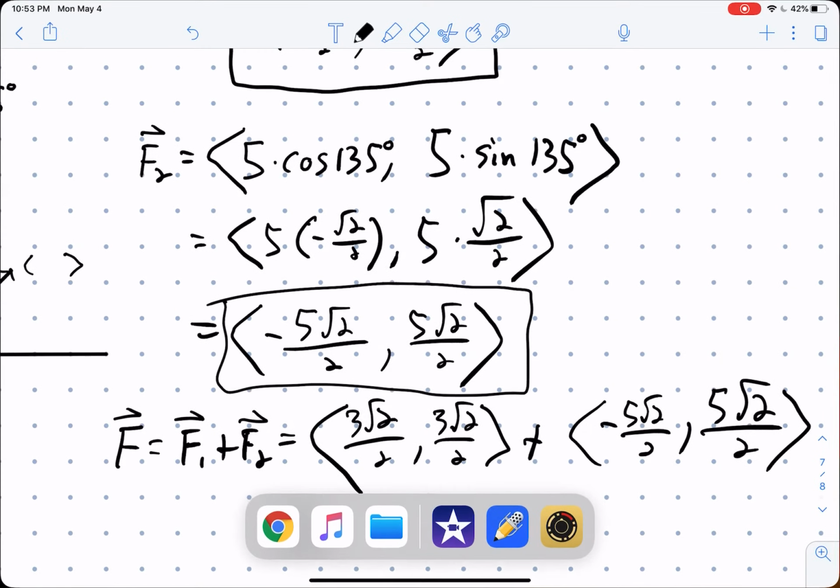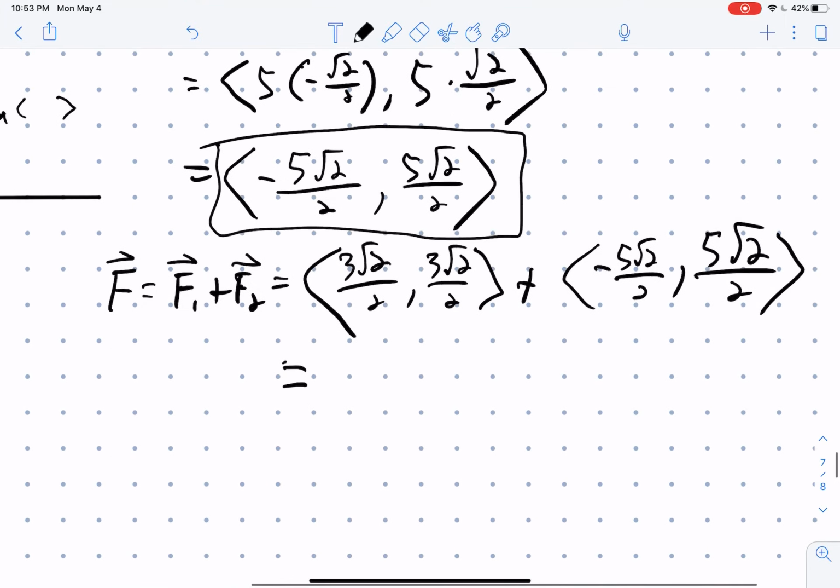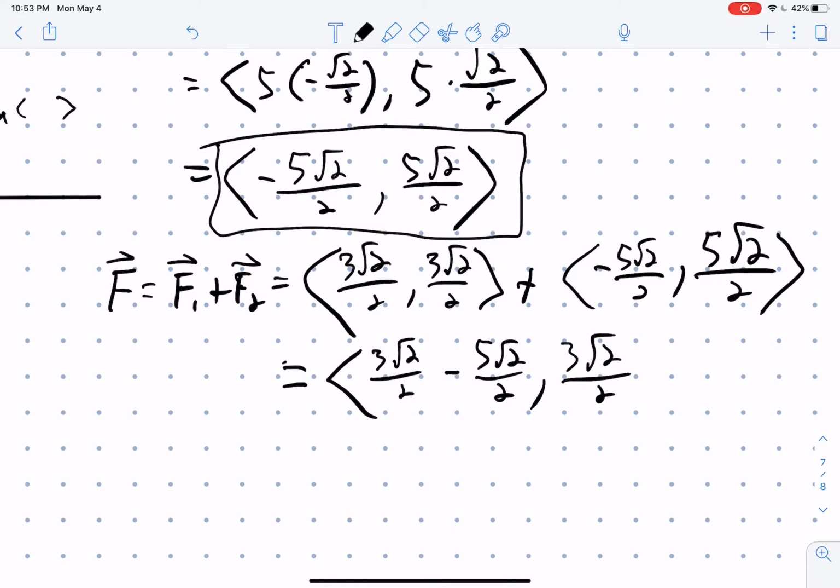Adding two vectors together, we just add them component-wise. So we add the x's together. That gets us 3 radical 2 over 2 minus 5 radical 2 over 2. And then we add the y's together: 3 radical 2 over 2 plus 5 radical 2 over 2. Now, some nice things to notice in the x coordinate here. We have a common denominator, 2, so we can move it immediately into one fraction. And then what we're combining on the top, 3 radical 2 minus 5 radical 2, are like radicals. They have the same radical 2, so we can do 3 minus 5, and we get negative 2 radical 2 over 2 for our x.